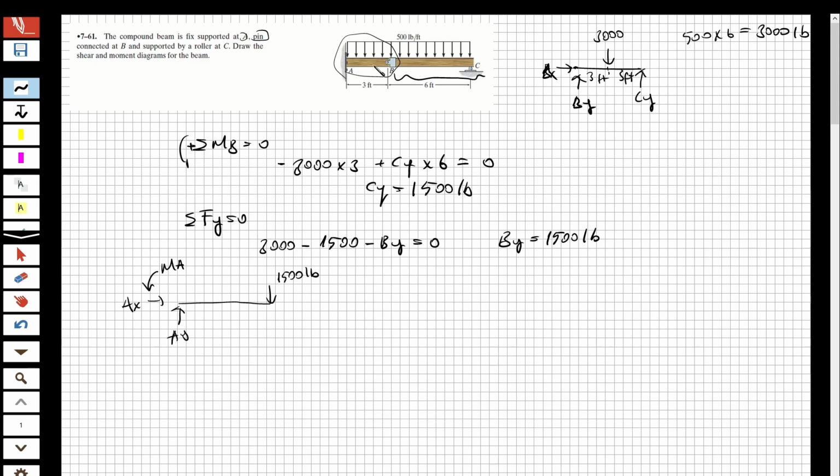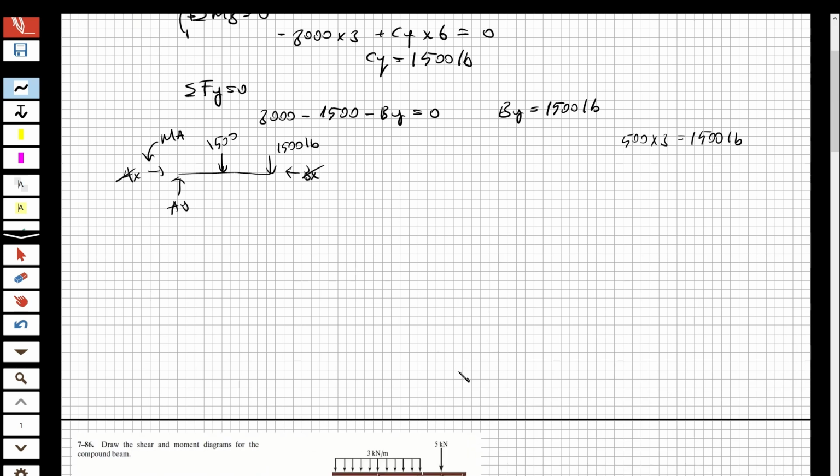And I have here 500 multiplied by 3 equal to 1,500 pound as the point load. It is a distributed load, but I converted it to a point load. But now it's okay, I have a free body diagram of the shape. I have also Bx, but it is 0. So let's write the moment equation and obtain Ay.